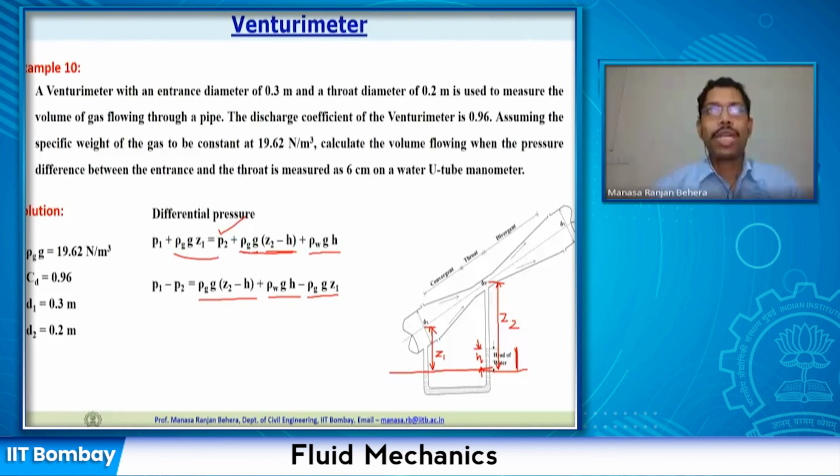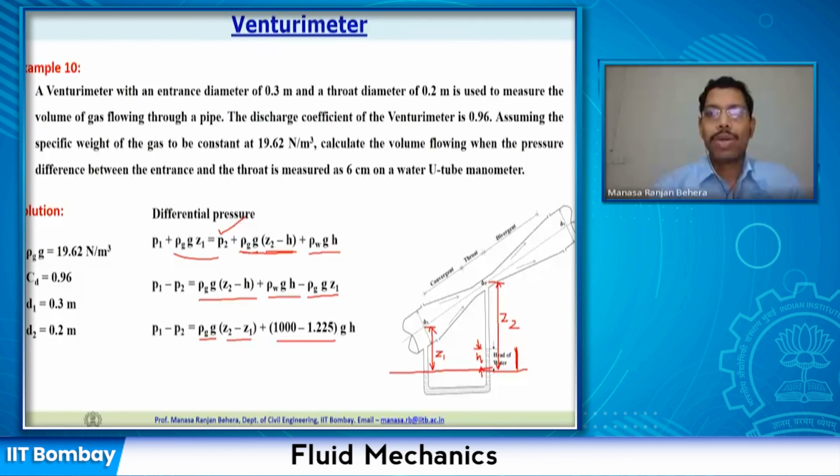Alright. Now if we take the z terms and h terms separately, then we can write gamma g, the unit specific weight of gas, multiplied by the difference Z2 minus Z1, plus the density difference. If you look at this, this is rho w and this is rho g, multiplied by gh. So that is going to give you the total pressure difference.